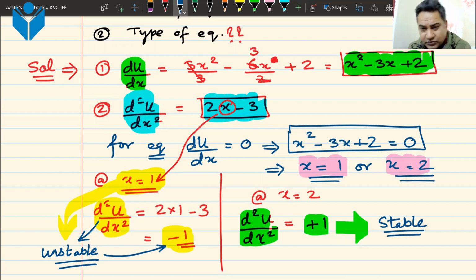What is the moral of the story of this question? What do you understand by this question? Can anyone tell me what is the moral of this story? What have we learned from this question? We had 2 points of equilibrium, and what did we learn from those 2 points? Anyone?